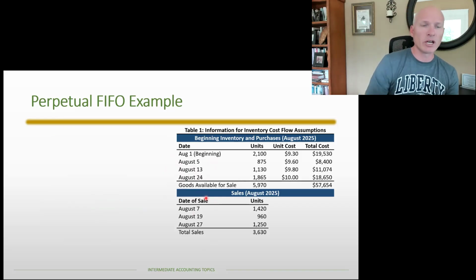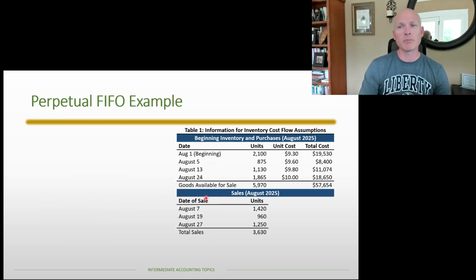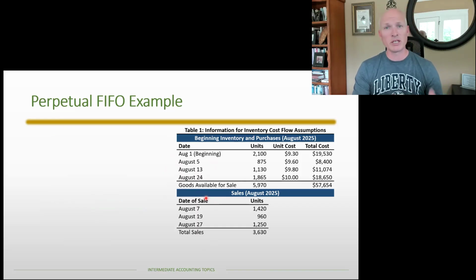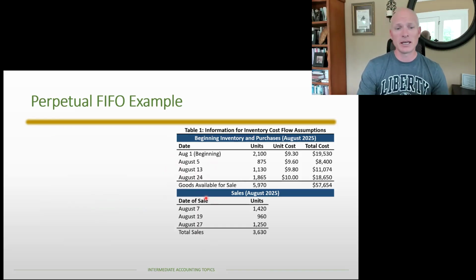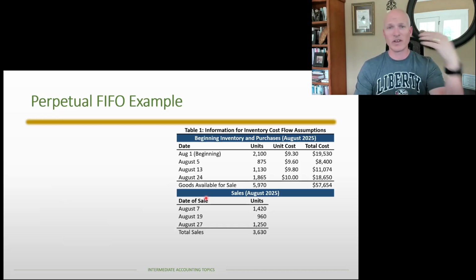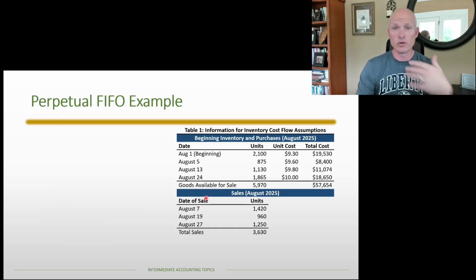All right, so now we're going to do the perpetual FIFO example. Again, perpetual means that we're calculating cost of goods sold with every single transaction, and we're updating our information. So it's going to be a slightly different approach in terms of the timing. And again, we need a cost of goods sold number, so we've got to calculate that in order to do the cost of goods sold journal entry whenever there is a sale.